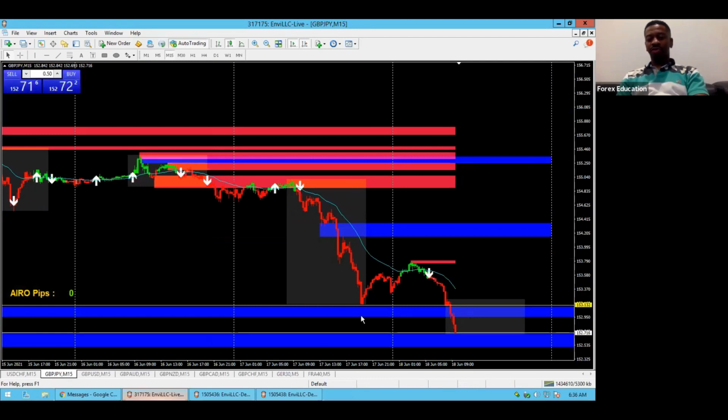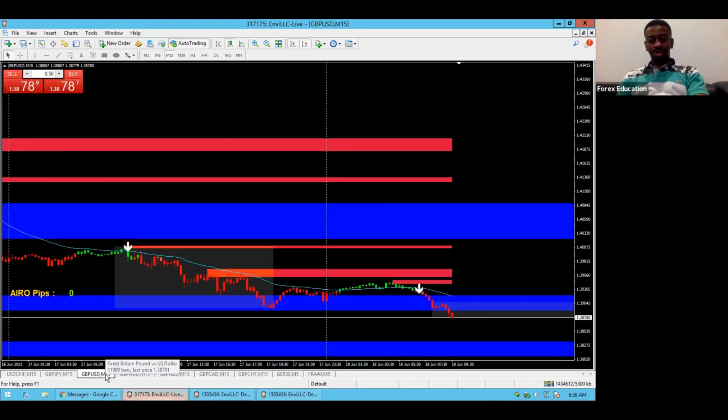So yeah, Asia breakout worked just perfectly fine. Asia breakout. There go GU. GU no retest either.